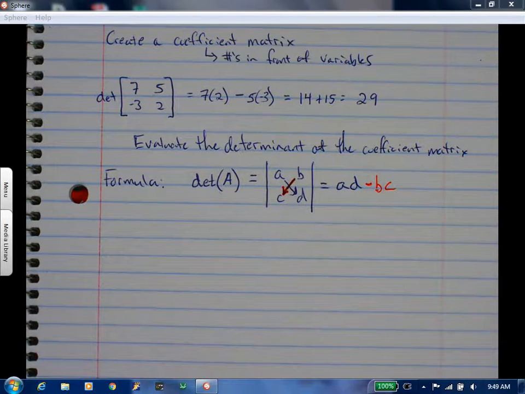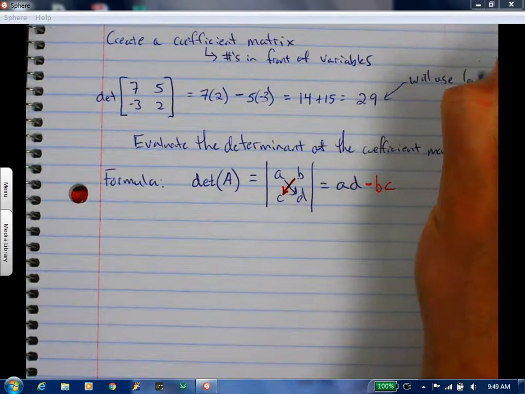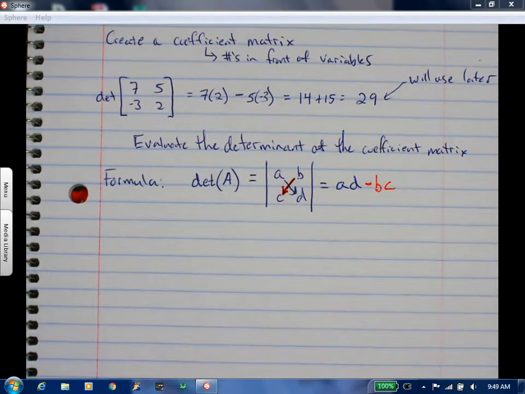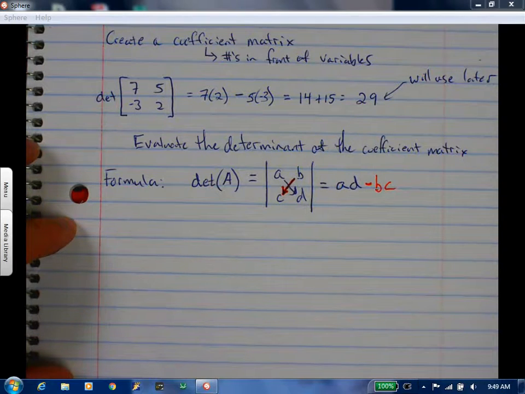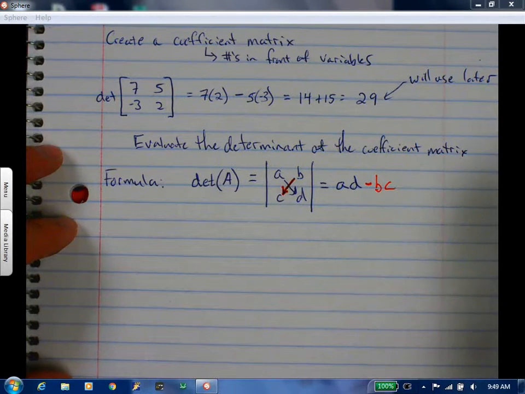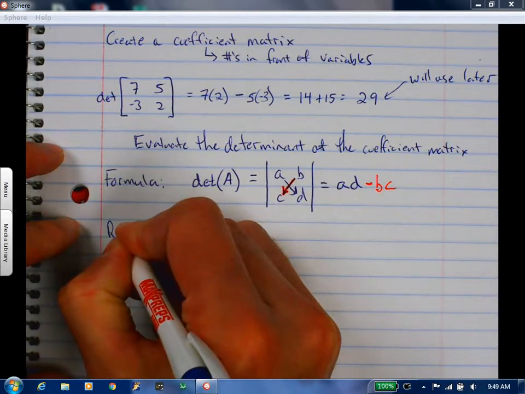Okay. So this one, we're going to use later, so we're just going to hang on to it. So far, okay? So I'll end up okay here. Okay, so from there, we'll use that 29 later.